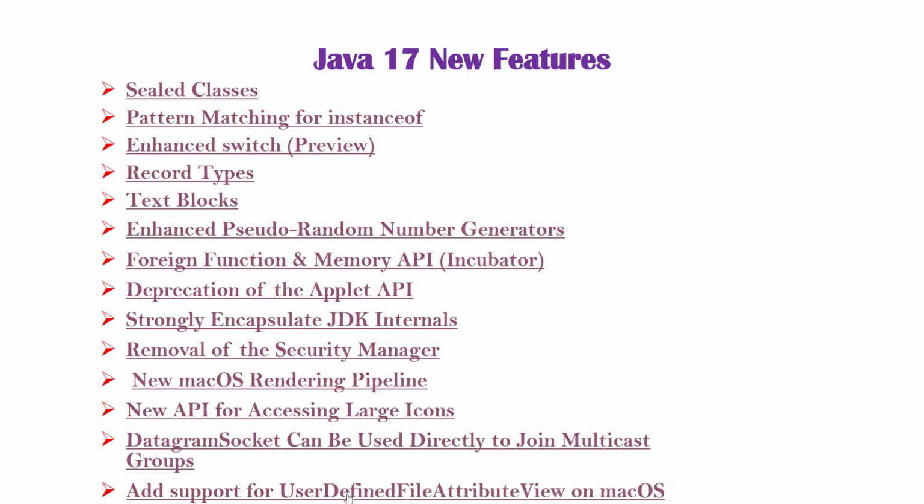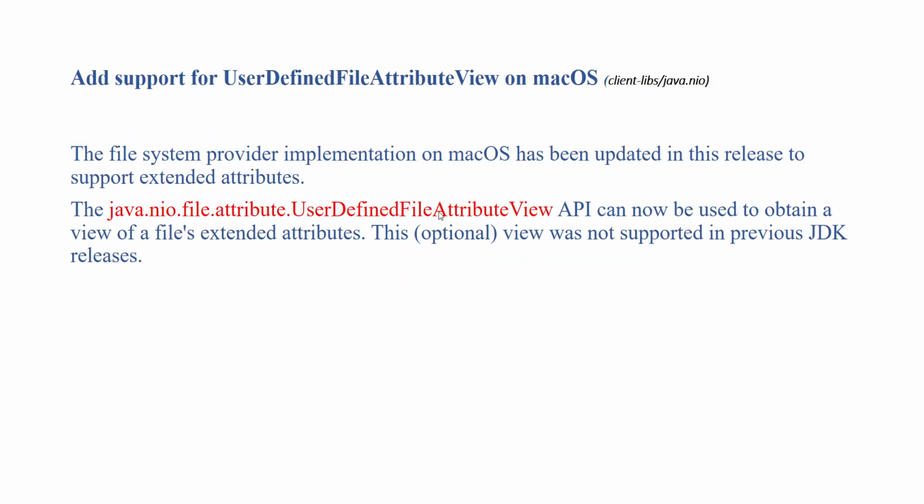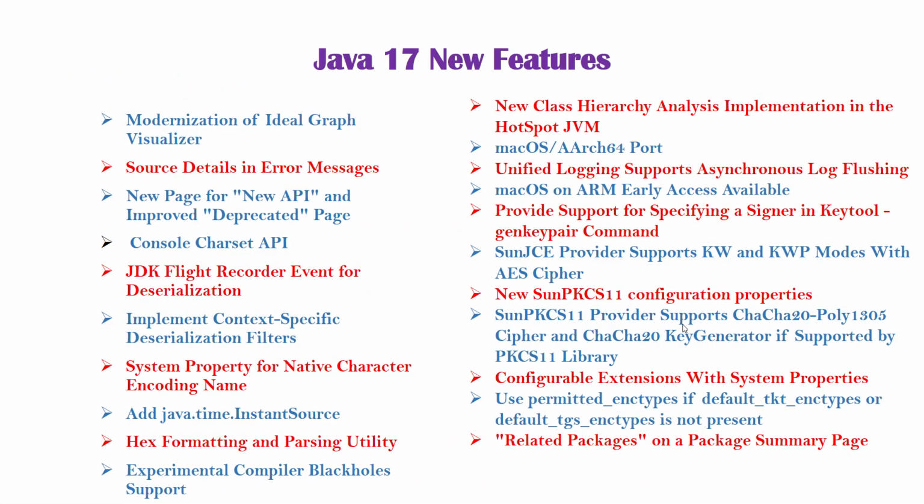There is added support for user-defined file attribute view on macOS. This is an addition in the Java 17 version, related to macOS. We can make use of this API to obtain a view of a file's extended attributes. Apart from these, there are many other features and points that have been included as part of Java 17, and these are other points which have been added.